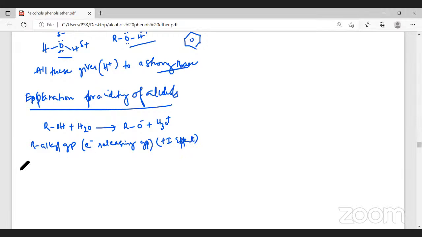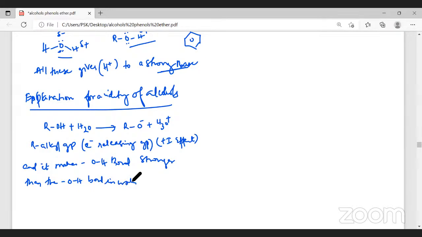And it makes the OH bond stronger than the OH bond in water. The abstraction of proton becomes difficult, hence alcohols are weaker acid than water.